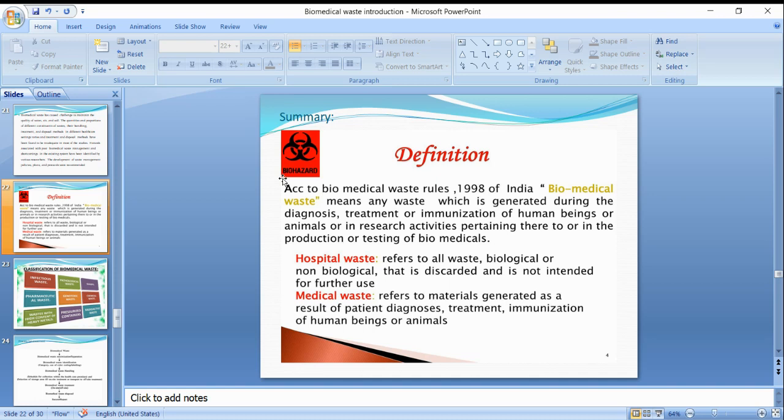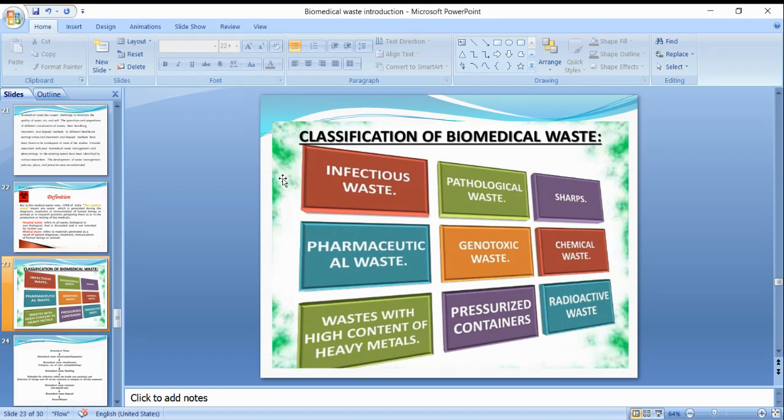Hospital means biological and non-biological things will be there. So those that are not in use are considered hospital waste. Now, the classification of biomedical waste.